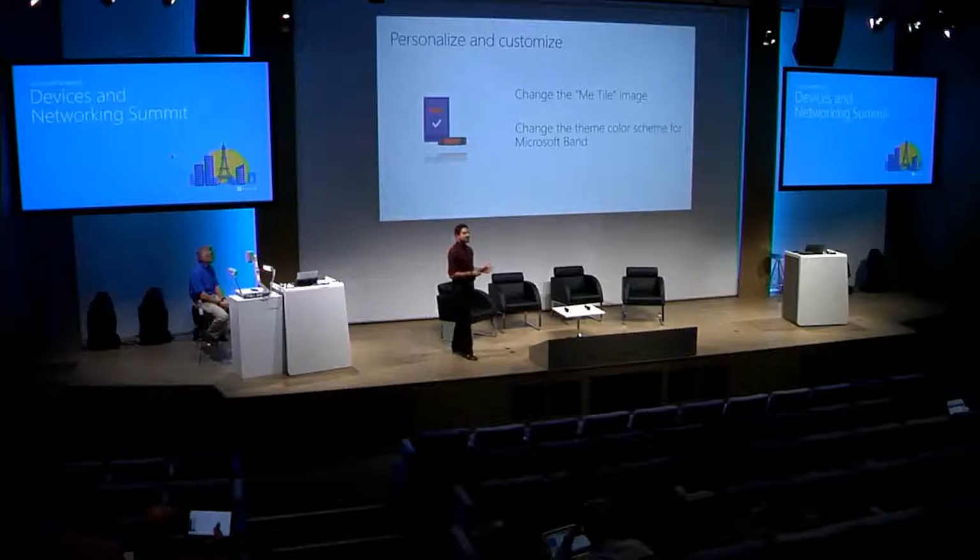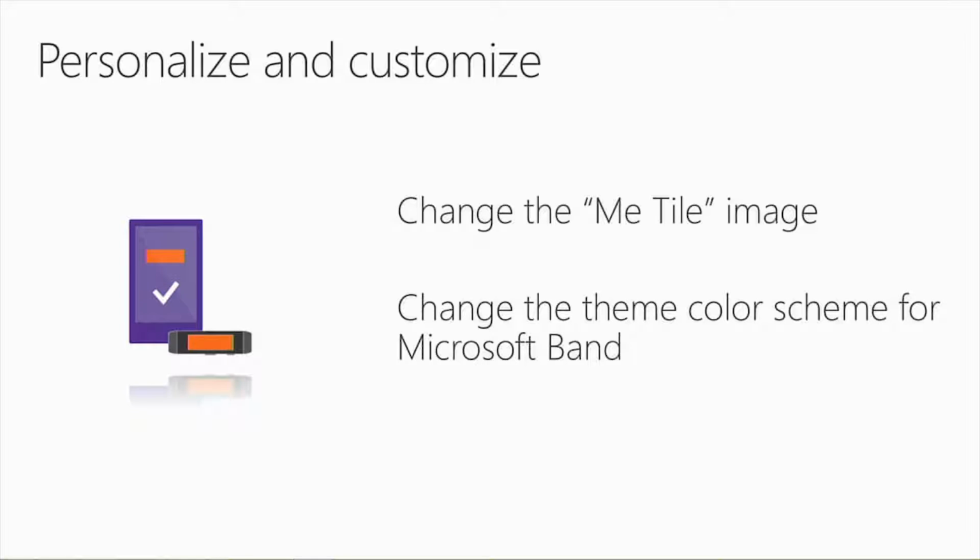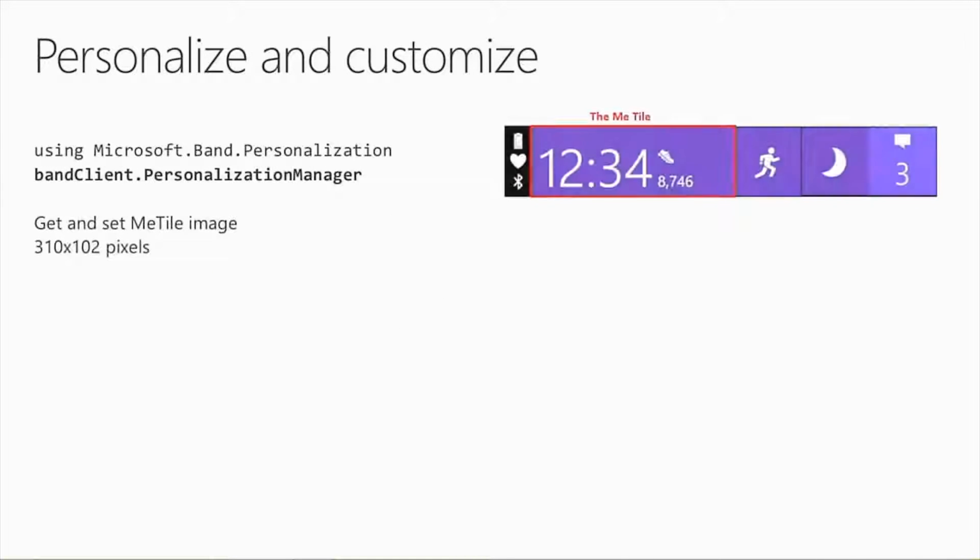One of the last things that I wanted to talk about, and I mentioned this is not very interesting for research purposes, is that the SDK allows you to personalize and customize the Microsoft Band. Using the SDK, you can change the wallpaper as well as the color theme of the Microsoft Band. So what is the wallpaper? The wallpaper is the Me tile.